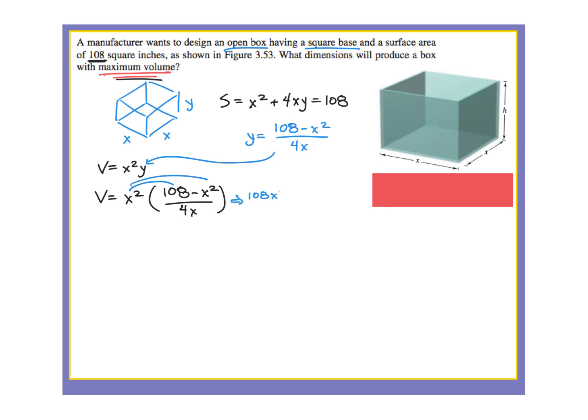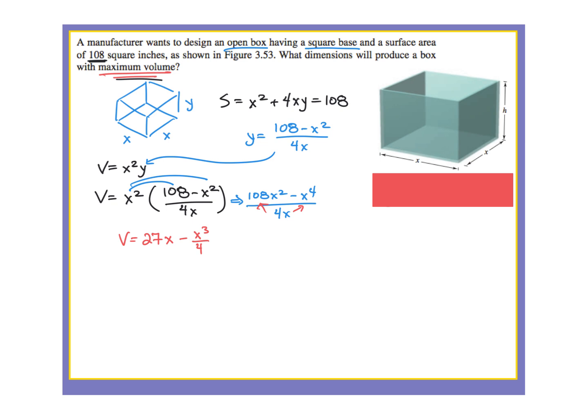And so then we get what? 108 x squared, and then minus x to the fourth all over 4x. All right, and so then I don't want to do this one either because that's going to be a quotient rule, and so what do we need to do? Distribute dividing. And so now we distribute dividing. So now my volume equation is what? 108 over 4 is? 27. Thank you. And then I have x squared over x, which is x, and then minus x cubed over 4.